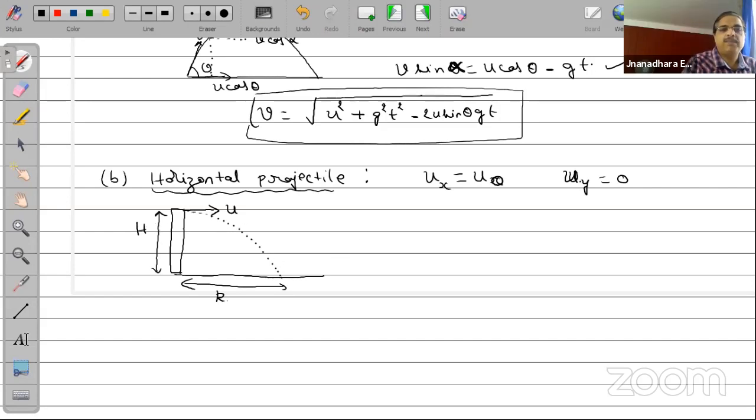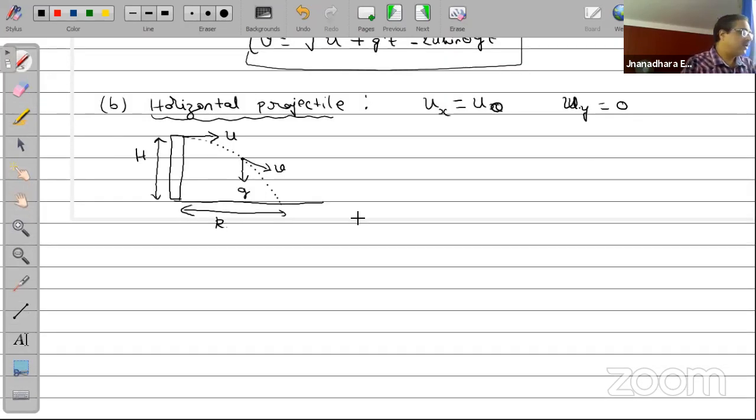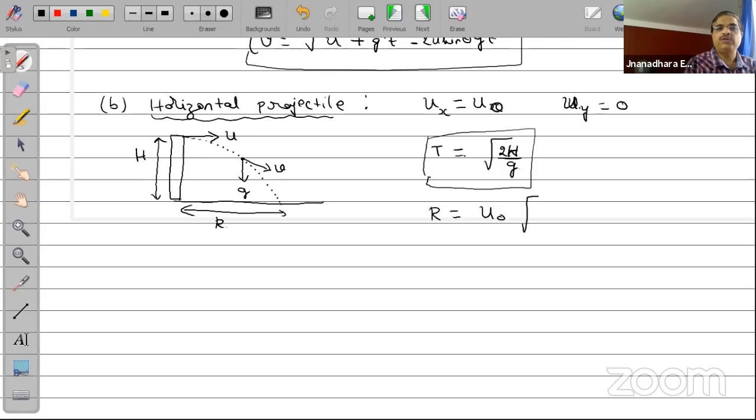Now, at every point, the velocity again will be given by the tangent drawn at it, and the acceleration will be downward, as you got in the previous case. Now here one can show that the time of flight is given by root of 2H by g. That is the time of flight. Similarly, you can also show that the range will be equal to u naught into root of 2h by g.